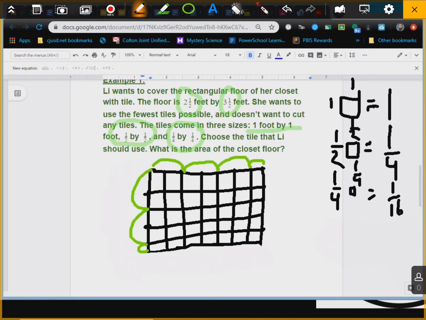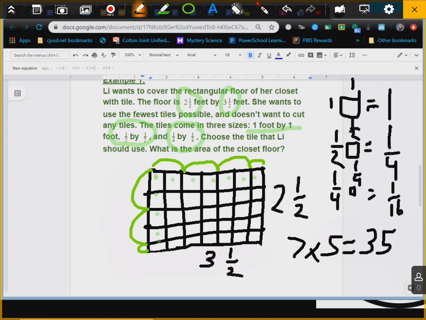How many tiles do I have? So if this side right here is 3.5 and this side right here is 2.5, how many tiles do I have in here? Well, I have 1, 2, 3, 4, 5, 6, 7, and 1, 2, 3, 4, 5. I have 7 by 5 tiles, which would be 35 tiles. So I would have 35 tiles that all have an area of 1/4, which means that if I were to multiply these, it would be 35/4. So the area of the closet is 35/4.